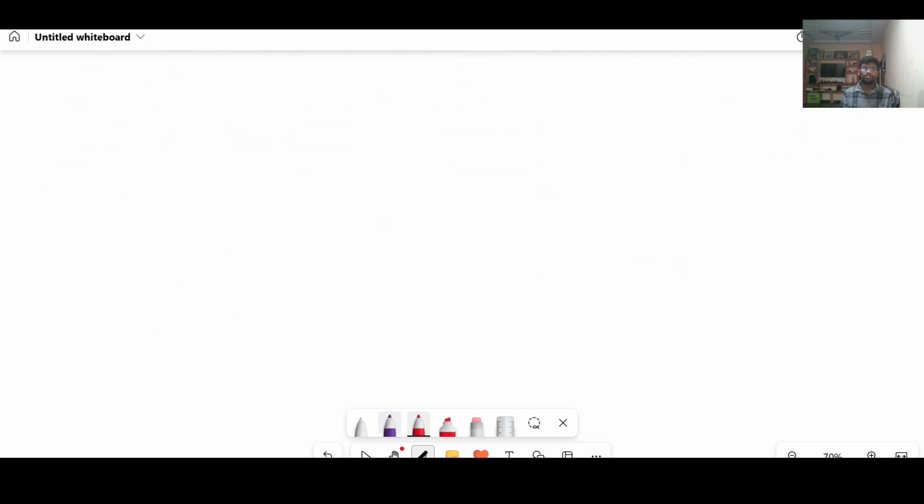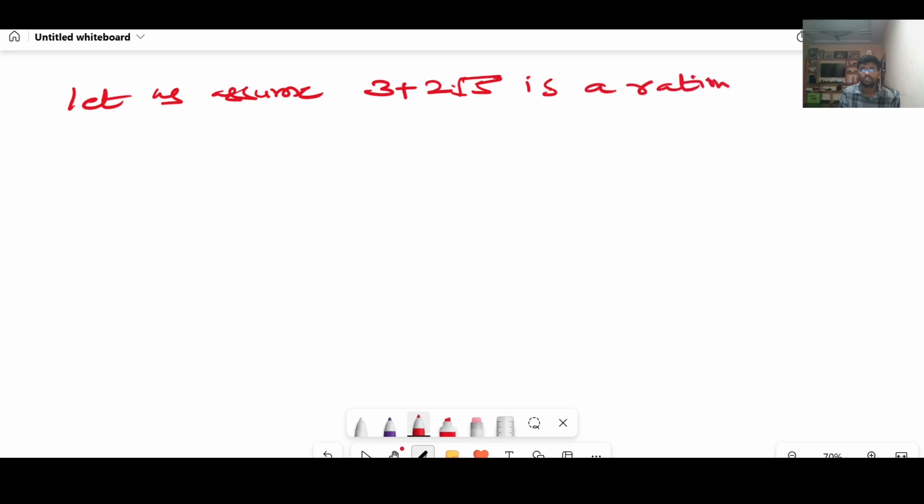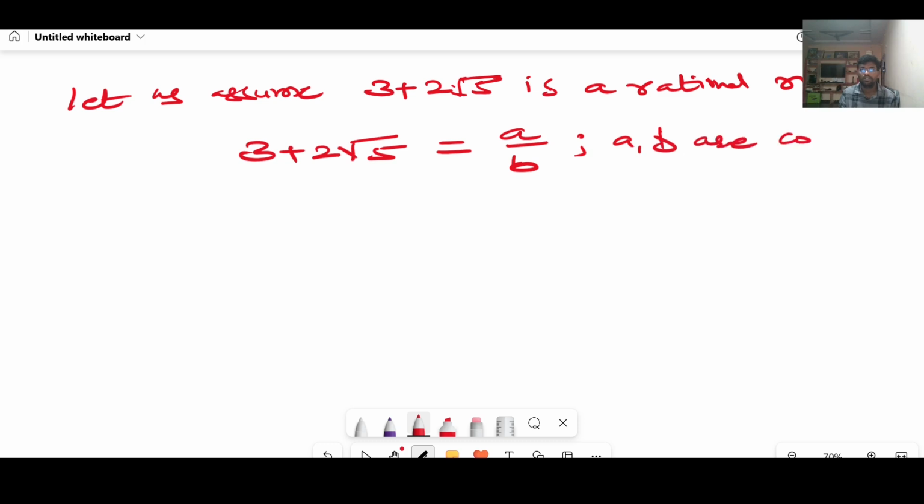Right. Now we will discuss the next question. 3 plus 2 root 5. We need to prove 3 plus 2 root 5 is an irrational number. We will assume, let us assume 3 plus 2 root 5 is a rational number. If it is rational, I can write it in the form of a by b, where a comma b are co-prime integers and b should not be equal to 0.